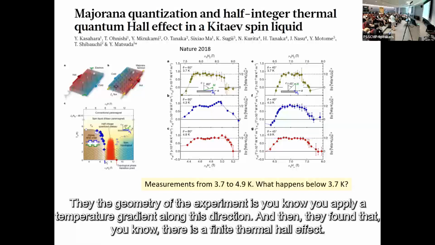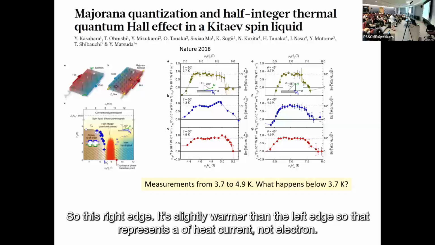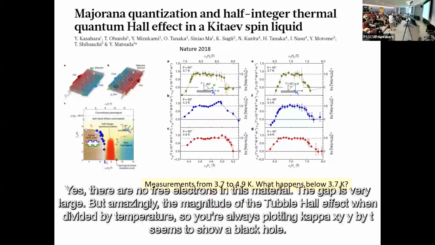The geometry of the experiment is, you apply a temperature gradient along this direction. And then they found that there is a finite thermal Hall effect. So this right edge is slightly warmer than the left edge. So that represents a Hall effect of heat current, not of electrons. There are no free electrons in this material. The gap is very large.